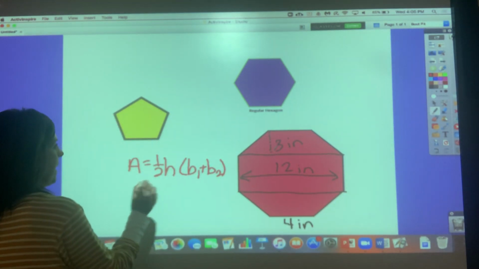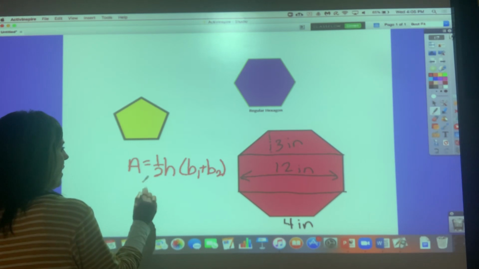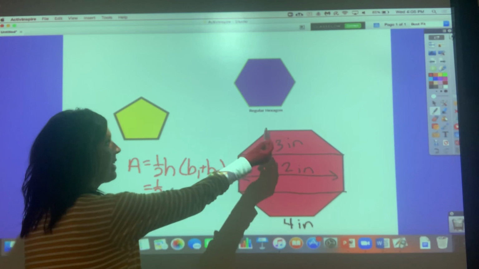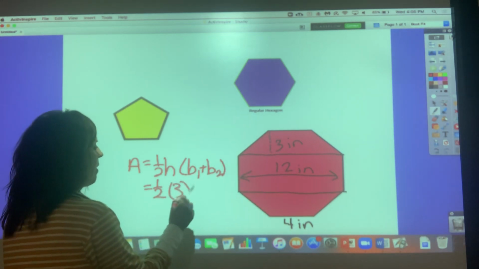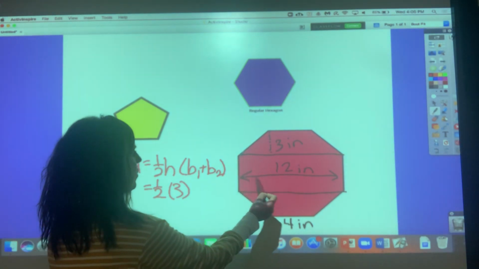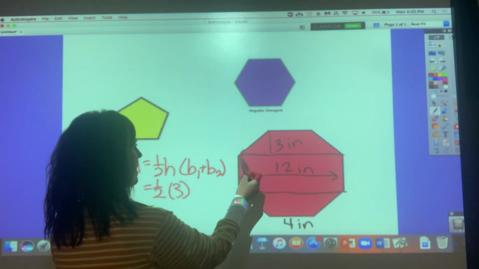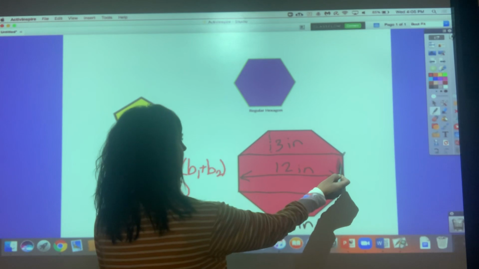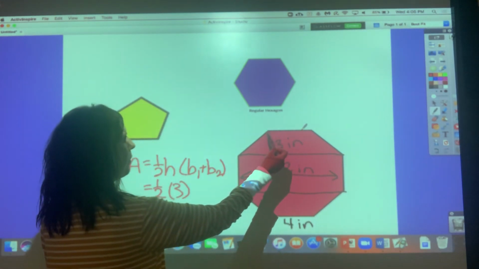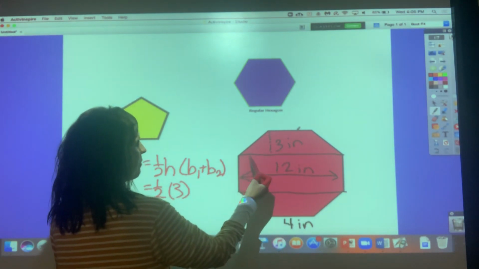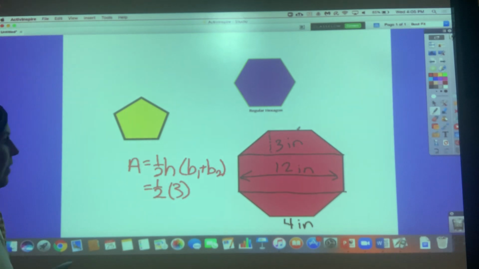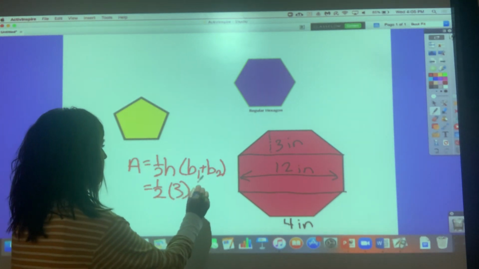Let's fill in our formula. We're going to have area equals half. We know the height. The height is 3. And then we need to add the 2 bases together. We're told from here to here is 12 inches, so that means this is 12 inches right here. And because all of the sides are 4, we know that that is 4 right there. So we have 12 here and 4 here. We need to add those 2 together, which would be 16.